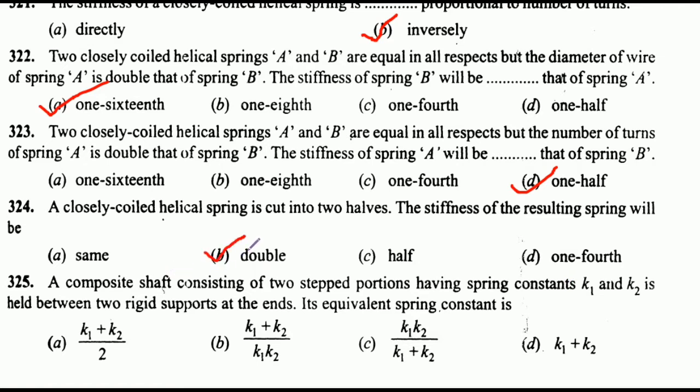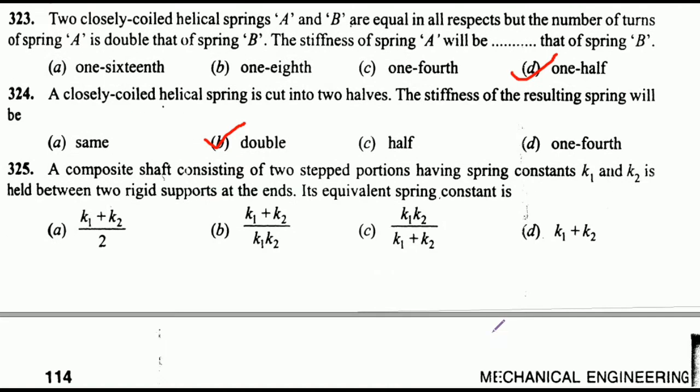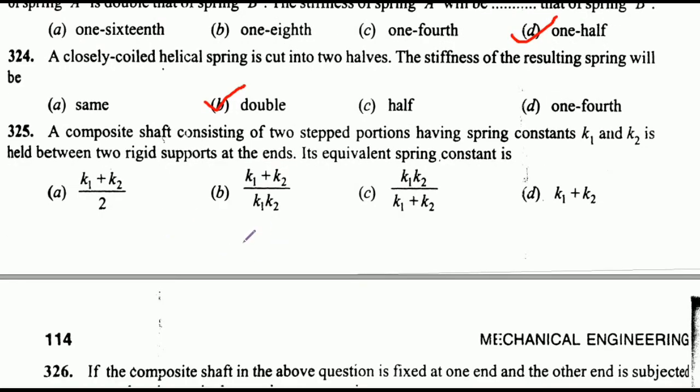Next is a composite shaft consisting of two stepped portions having spring constants K1 and K2 held between two rigid supports at the ends. Its equivalent spring constant is. Here friends, these are the options, and the correct answer is option D, that is K1 plus K2.